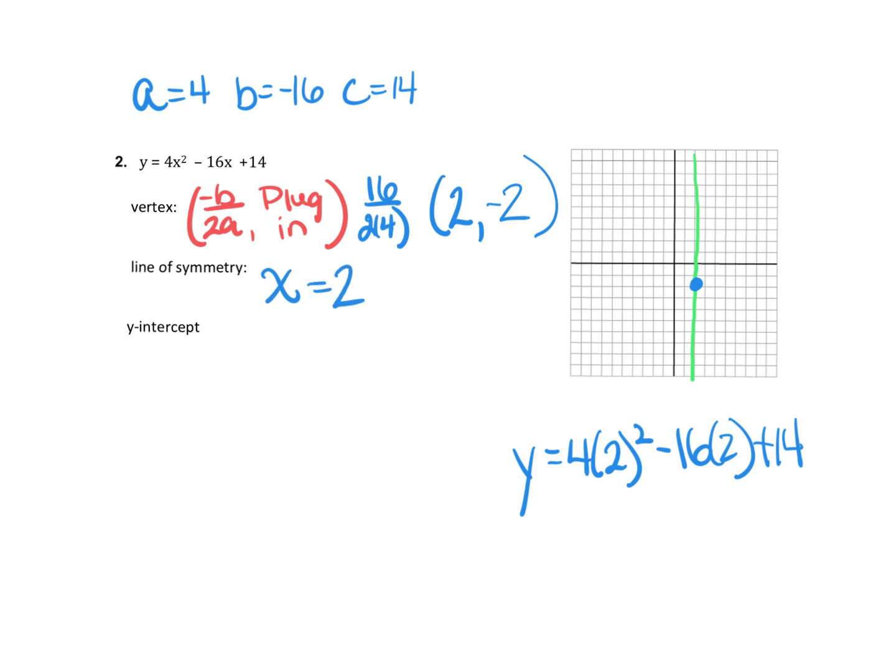Now our y-intercept, remember, is this number right here without the variable. So our y-intercept is going to be (0, 14). And then let's go ahead and graph that. All right, so it goes off of our graph here. Based on our line of symmetry, that should be where the parabola is going to go on the other side. And here we have our graph.